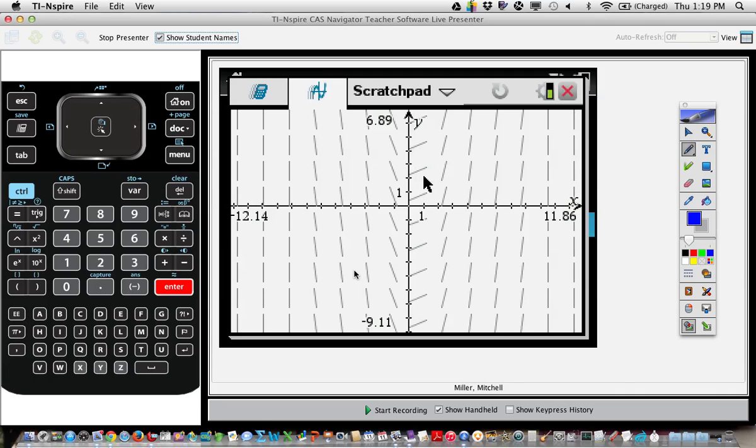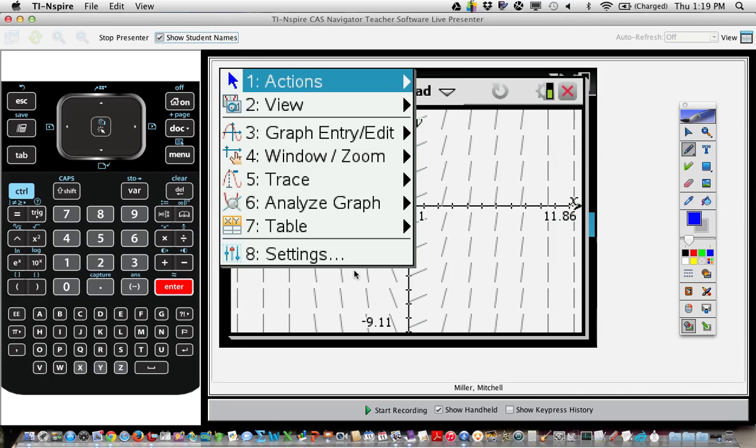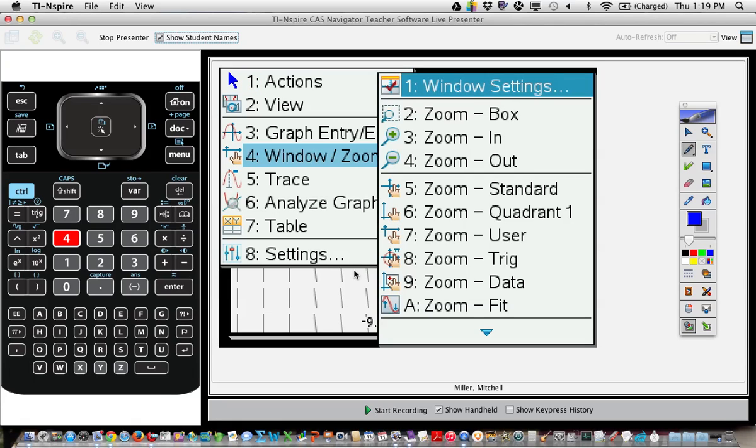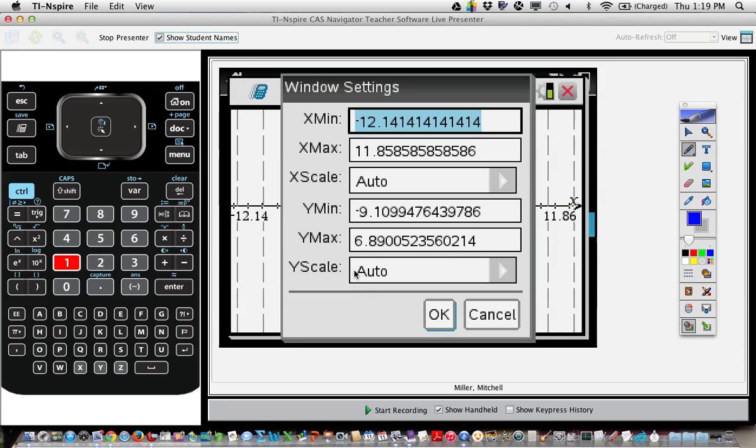This kind of messed up in the other class, but now, our window's not very good here for this one. Okay, so we're not getting to see much here. So let's go to our window under the menu. And let's go to window settings, it'll be fine. Let's go -2 to 2 on our x. And let's go about -5 to 5 on the y.